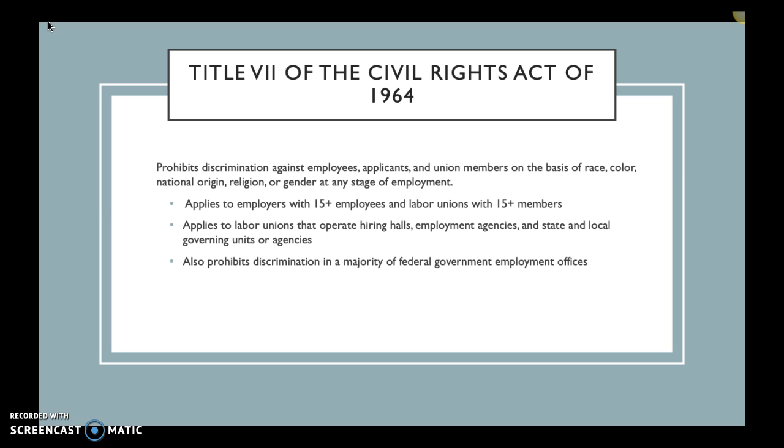So, Title VII of the Civil Rights Act of 1964 specifically prohibits discrimination against employees, applicants, and union members on the basis of race, color, national origin, religion, or gender at any stage of employment. These are considered to be protected classes. Expanding on that a little bit, a class of persons defined by one or more of these criteria, race, color, religion, national origin, gender, age, or disability, is one of those protected classes.